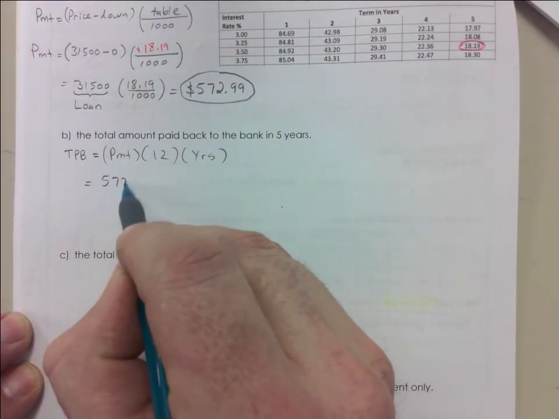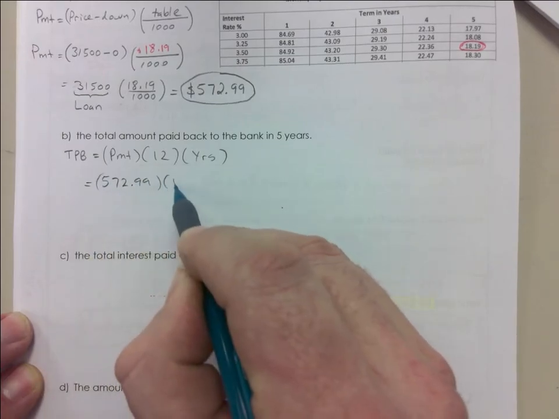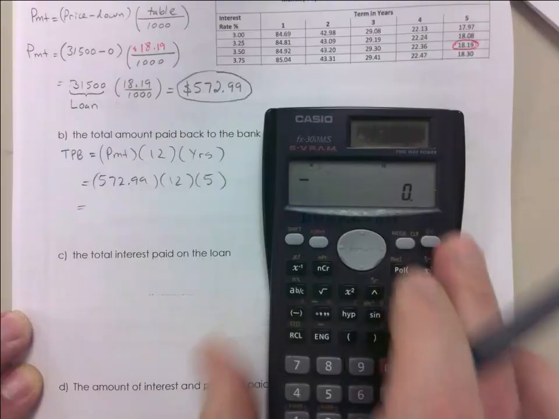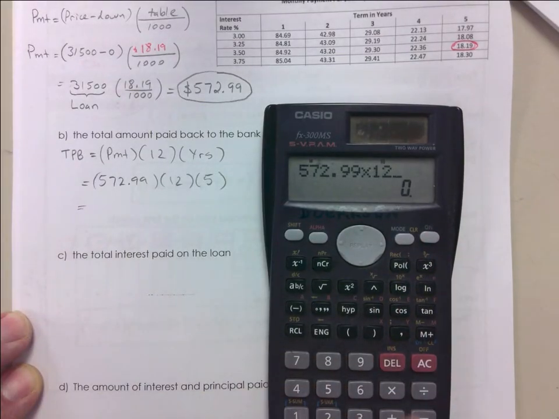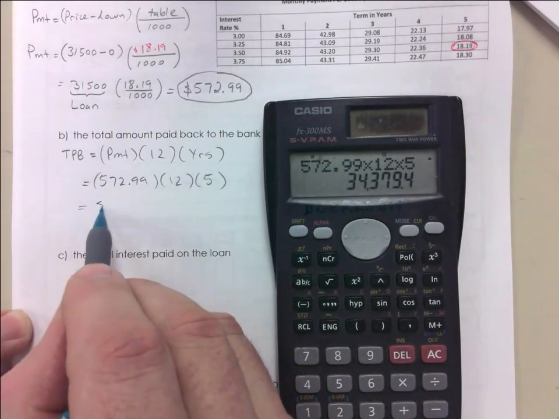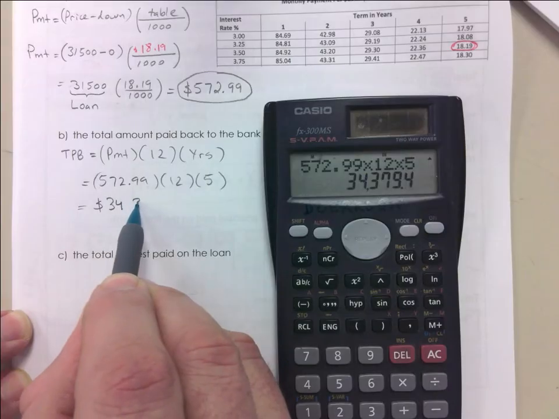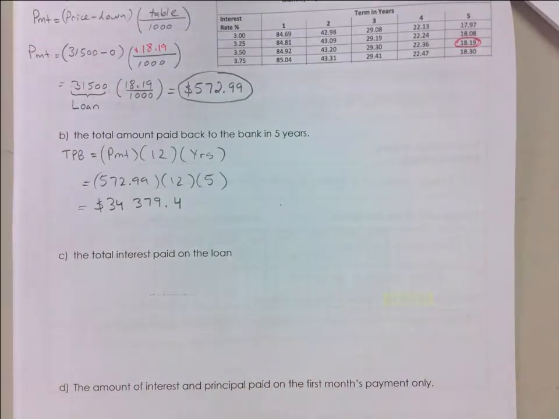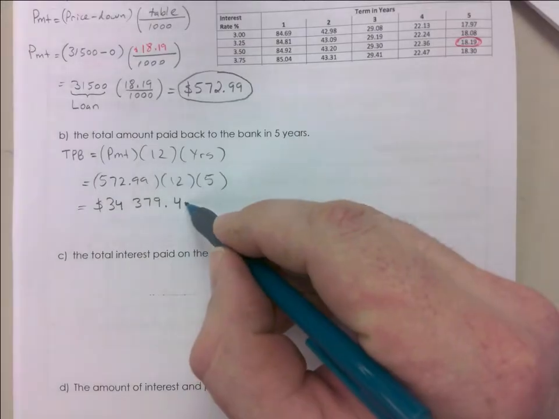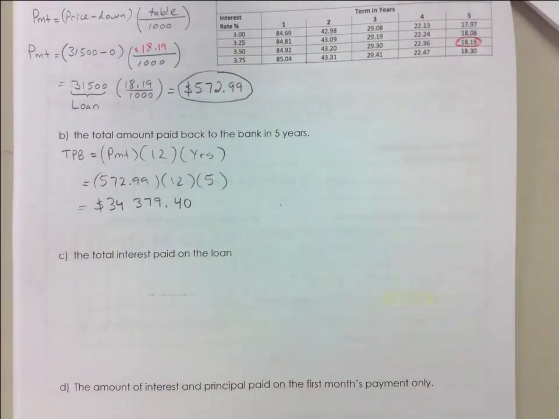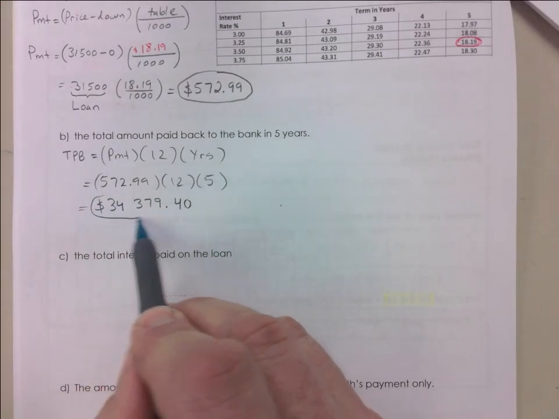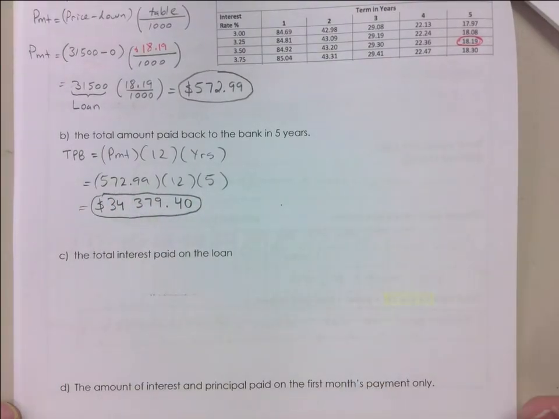You have $572.99 times 12. In this case, it's times 5. You will have paid back $34,379.40. You can't have just 0.4; you have to have another 0, right? You have to have 2 decimals. And it makes sense, right? You're always going to pay back more than what you borrowed. So this is the amount that you will have paid back.